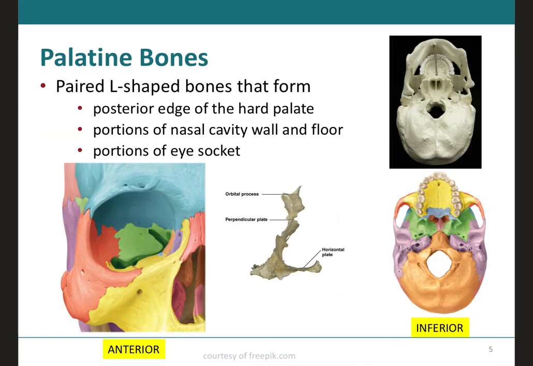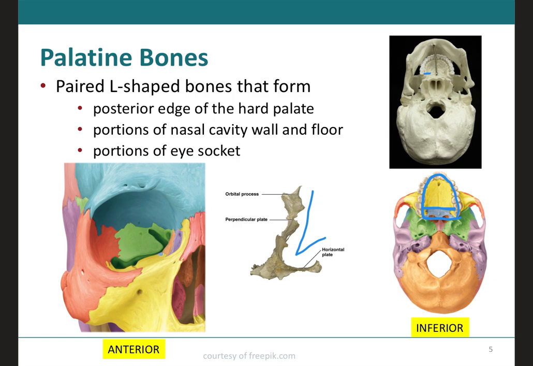The palatine bones are these L-shaped bones that will form the posterior portion of the hard palate. So all of this is the hard palate, and as you can see over here in this line, it's separating the anterior portion, which is made up of the maxilla, and the posterior portion, which is made up of the palatine bone. In addition to forming the roof of the mouth, they will also form the posterior portion of the floor and the walls of the nasal cavity.